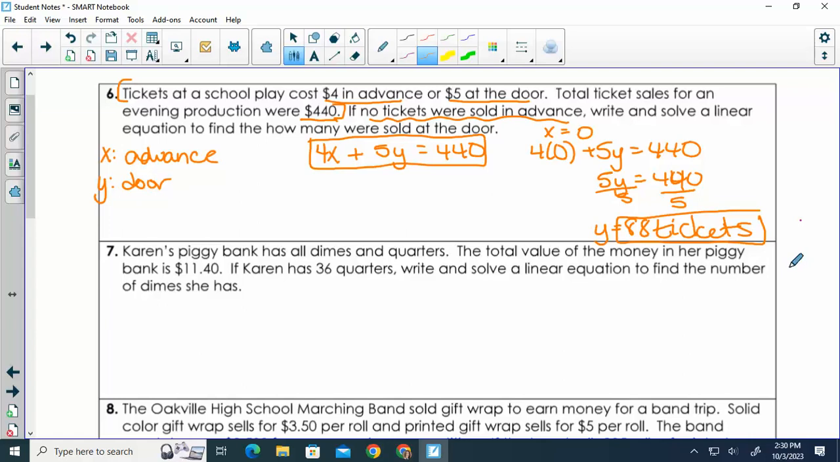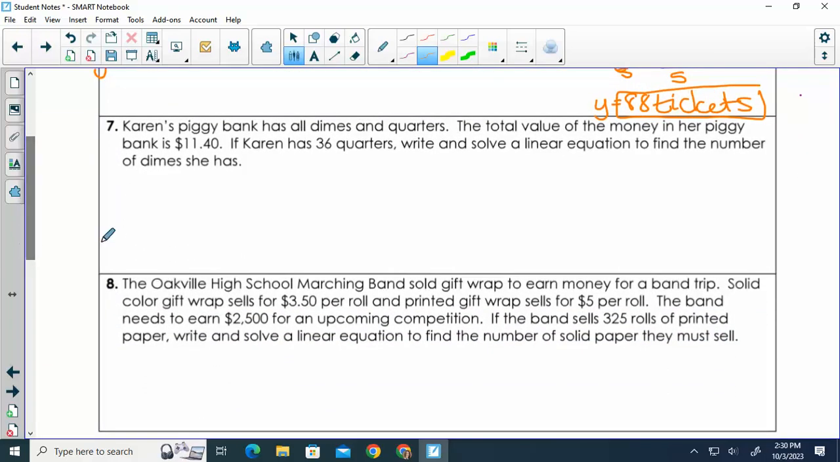Questions there? Alright, take a look at the second one. I don't want you to do the whole thing, but see if you can identify x and y and write an equation. I don't want you to try to solve anything yet. We're going to check our equation before we do that.